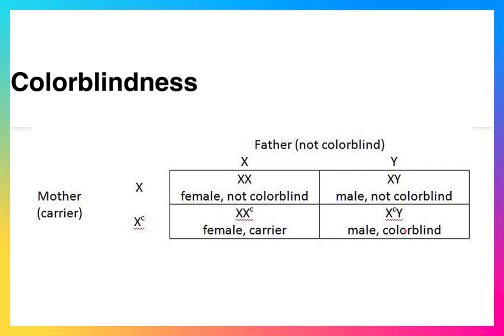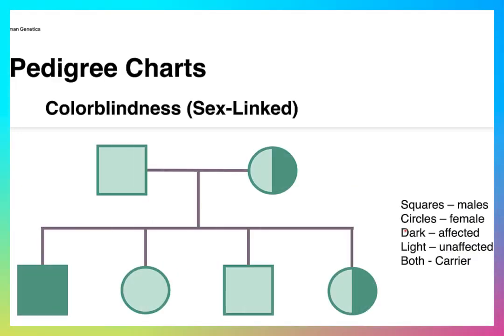Another sex-linked trait is colorblindness. And you can see here again, just like hemophilia, a mix between a normal non-colorblind father and a carrier mother produces 1 colorblind male child and 3 normal appearing children, although one of the women is a carrier.